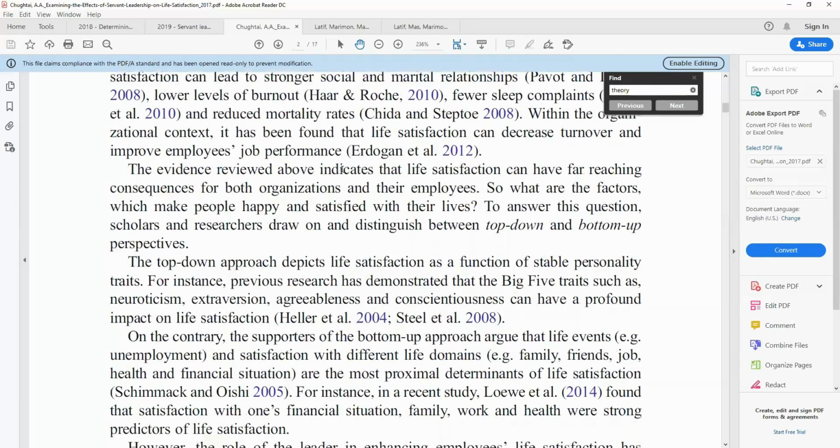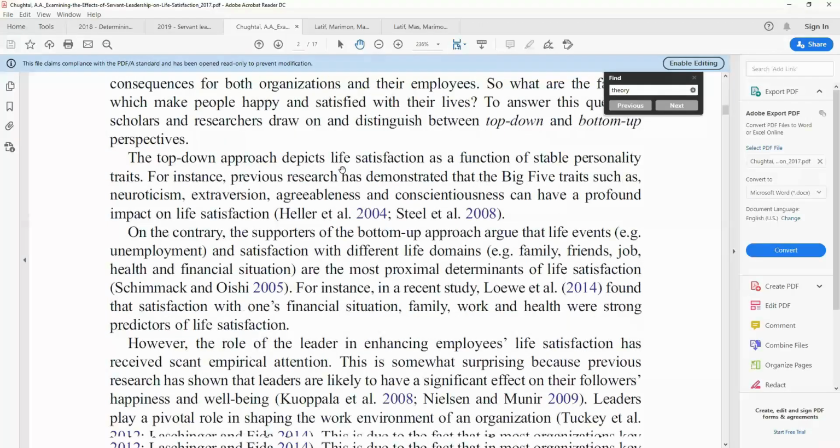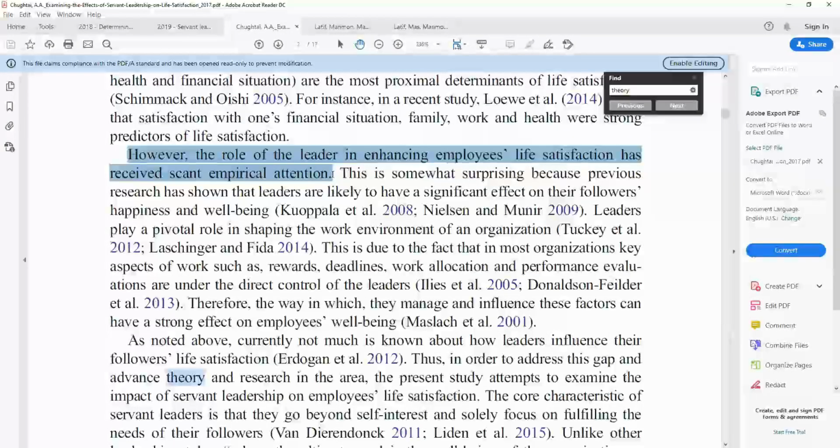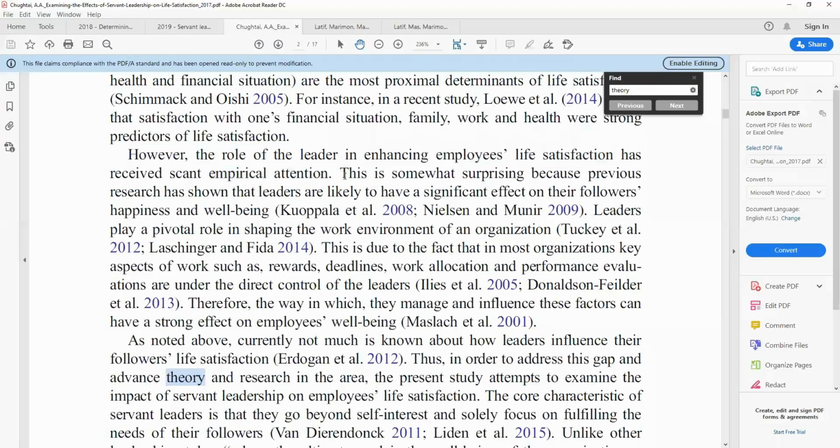Now, if we go down, this is what we are looking for. The role of leaders in enhancing life satisfaction has received scant empirical attention. So there is very limited research on the role of leadership in life satisfaction. And this is the argument of the author. Now, how is he supporting his argument? Because there is no reference here.